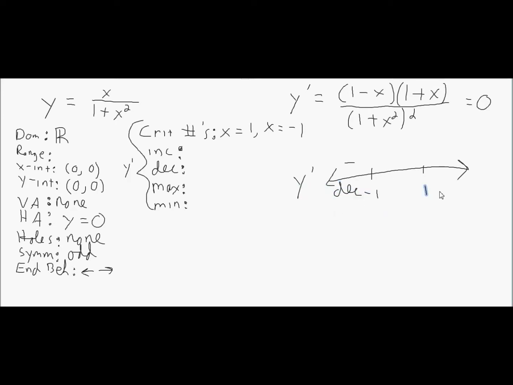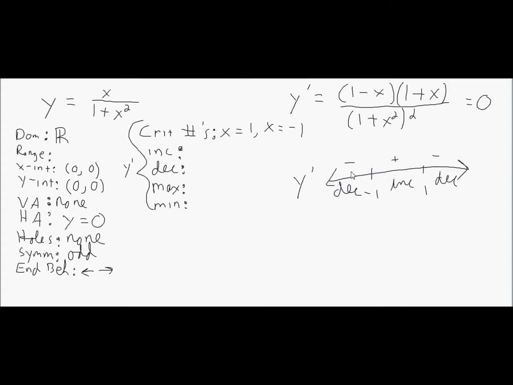I'm going to plug in a number between negative 1 and 1. 0, easy enough. When you plug in 0, you're going to get 1 times 1 over 1. That's positive, meaning my function is increasing on that interval. Plug in a number bigger than 1, I'll pick 10. You plug in 10, you get 1 minus 10 is a negative number times 1 plus 10 is a positive number, divided by a positive number. That's negative. The function's decreasing then. And you can kind of do that in your head. If you want, you can plug your number in and find the actual value, but it doesn't matter.